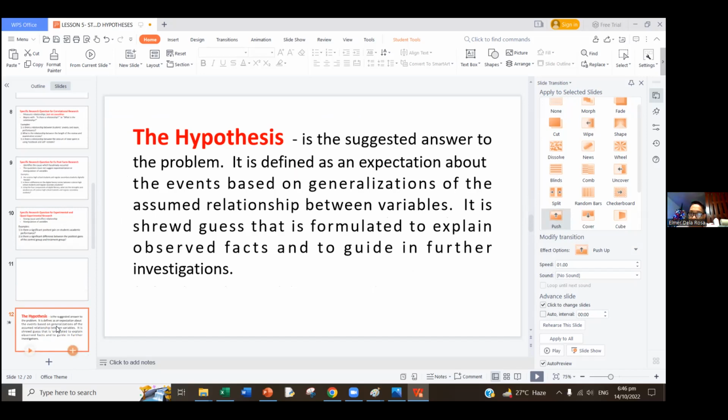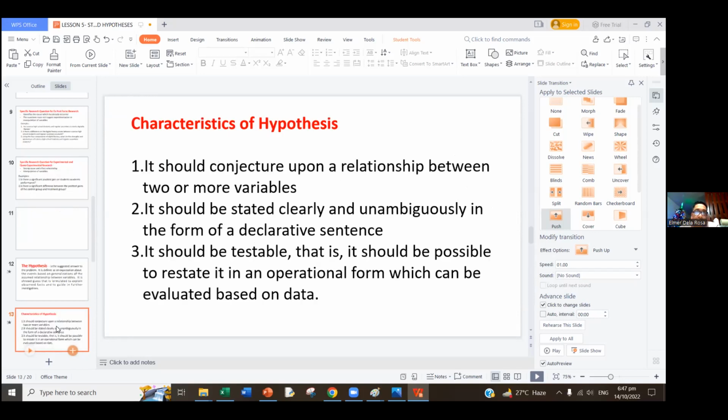Okay? So yung tanong mo na, is there a relationship? Na tanong, itong hypothesis daw, ito yung suggestion mo na sagot. It is defined as an expectation or prediction about the events based on generalizations of the assumed relationship between variables. It is a shrewd guess that is formulated to explain observed facts and to guide in further investigations. So sa Tagalog, hinuha yata ang Tagalog ng hypothesis. Yung educated guess.